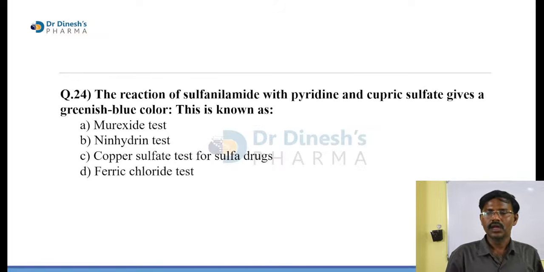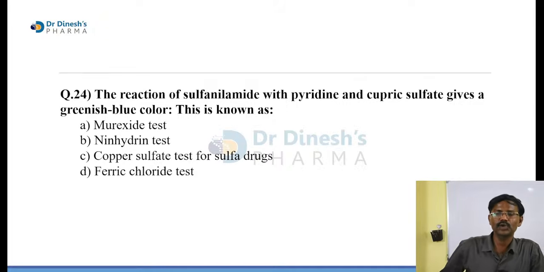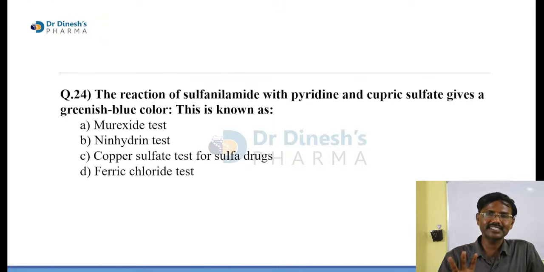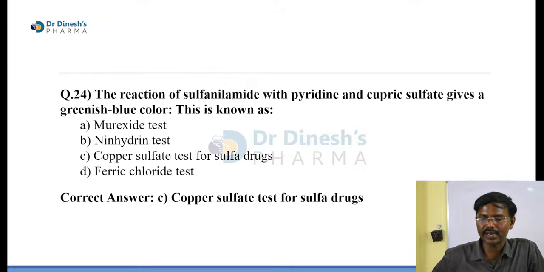Next. The reaction of sulfonamide with pyridine and cupric sulfate gives a green bluish color, and this is known as a test. There are some important tests, Ninhydrin test, which is a repeated question in many exams, and Murexide, and these kinds of important tests you must always remember, right? So what is the test here? The answer is Murexide. The options: Murexide, Ninhydrin, copper sulfate, or sulfur drugs, and ferric chloride test.